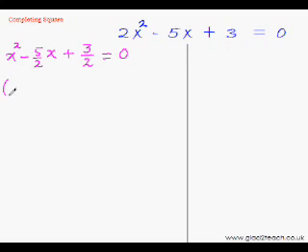Now just put a bracket and in that put just x. And now find the half of this coefficient and put it here. So half of minus 5 over 2 would be minus 5 over 4. And now you can put the square at the top of the bracket.